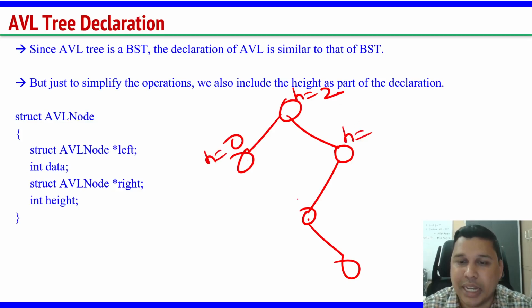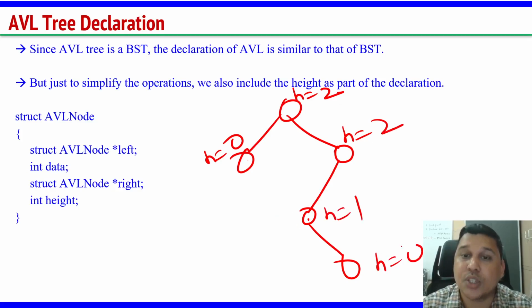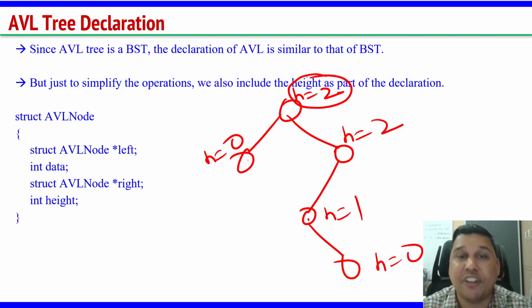Here the H value will be 2 minus 0, 2. Here H value is 1, here H value is 0. So, in the node itself, if you are maintaining the H value, the height value or the difference, whatever our implementation is, if you are storing the difference of the left and right tree in that particular node, this will tell us to identify which node is not balanced. Okay, which node is to be balanced.